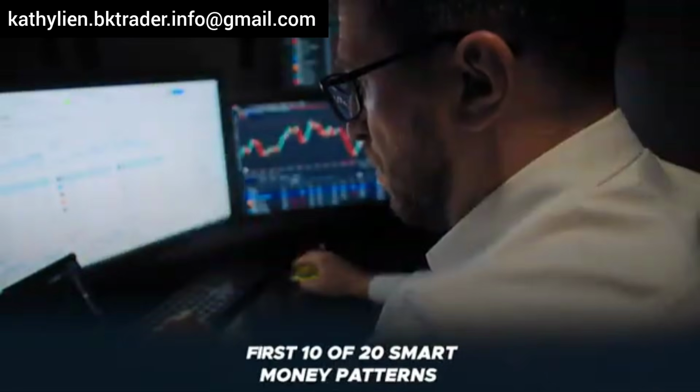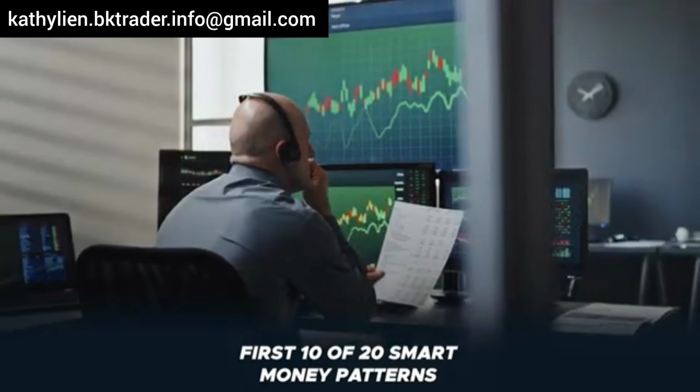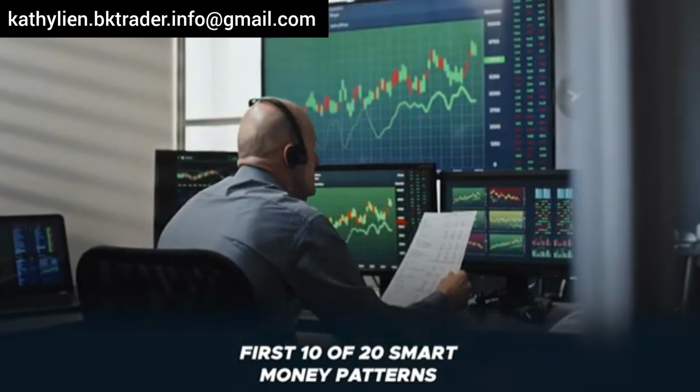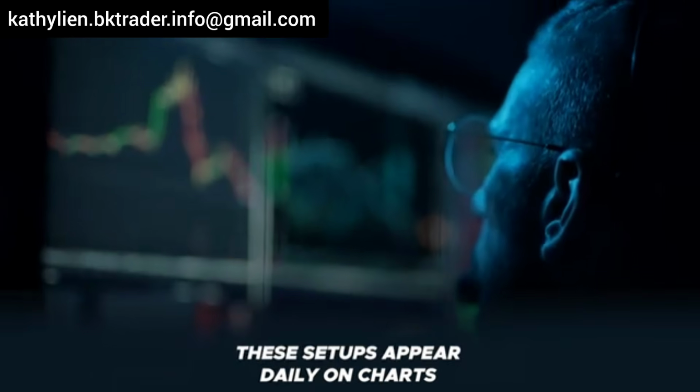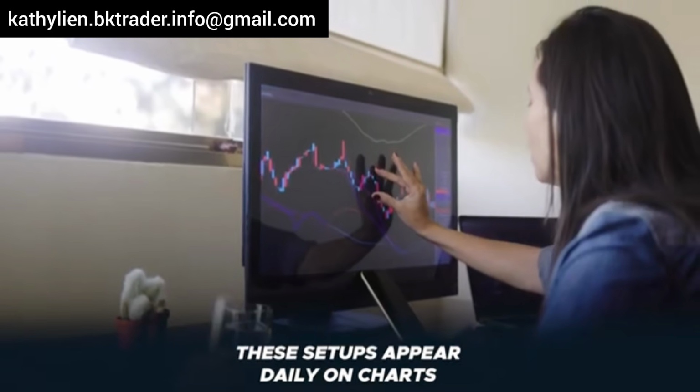All right, these are the first 10 to 20 most powerful smart money patterns that I wanted to share with you. And I need to be real with you. We're just getting started here. The patterns that I covered today are foundational. They are the setups that you're going to see every single day on your charts. They're the most common setups.